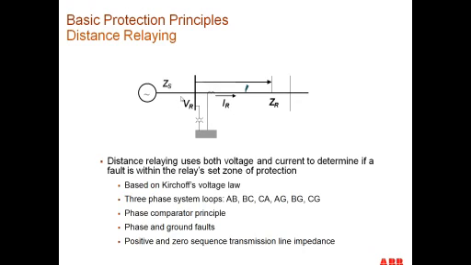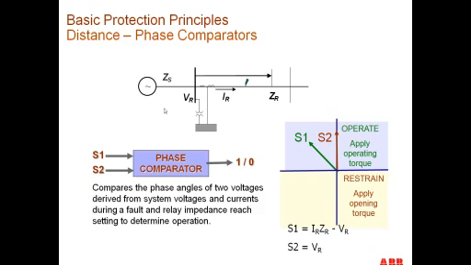Now we have to take into account the source impedance also, but it's done in the equations for the operation of the relay. We use basic Kirchhoff's law to determine the voltage drop on the system between the source and the point of the fault. We use a phase comparator to look at the angle between the two in order to determine if the fault is within reach or not. Here we have quantities S1 and S2, which are our phase comparator inputs. If S1 leads S2 by so many degrees, then we get a 1, and if not, we get a 0.